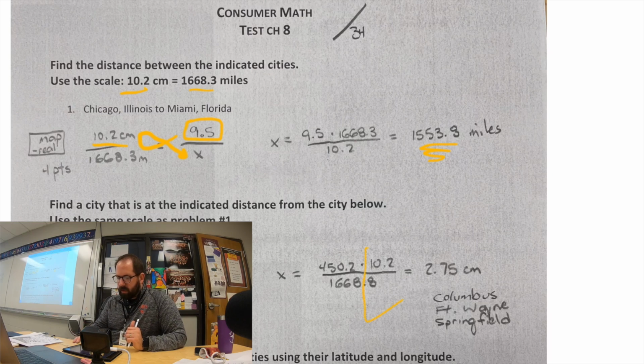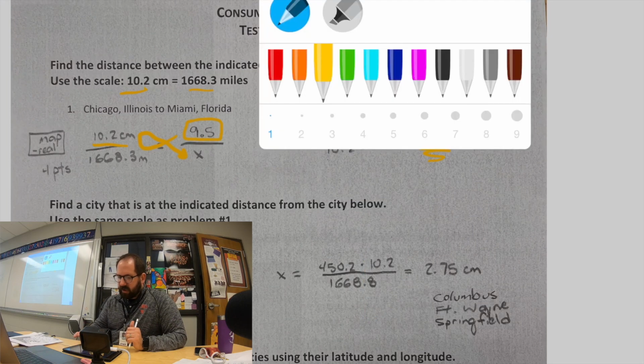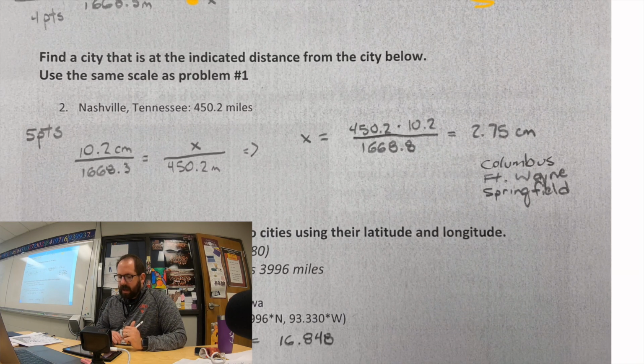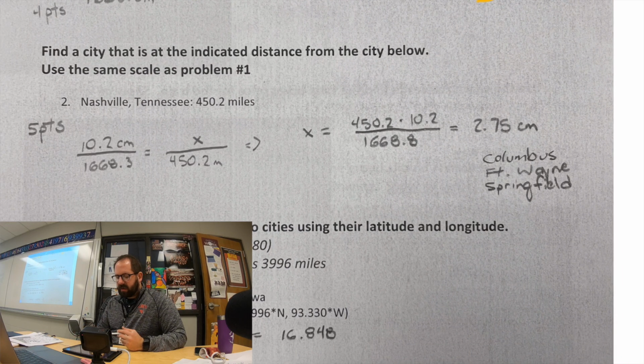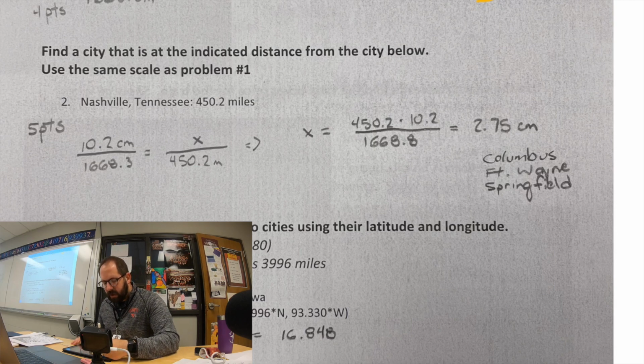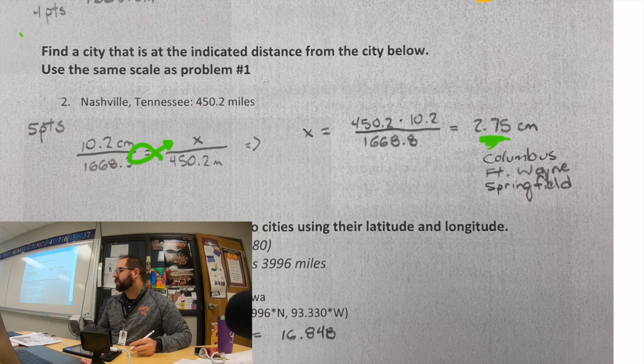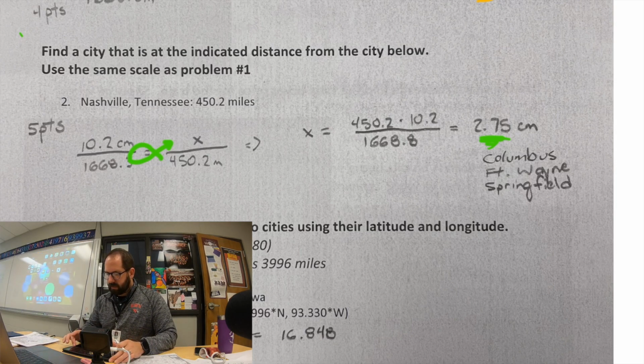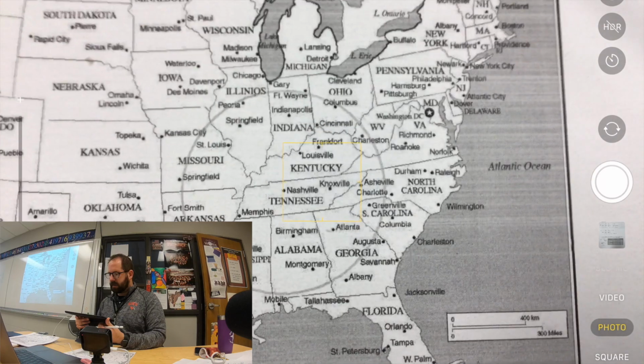All right, so next one here. All right, Nashville, 450.2 miles. So this is the thing you had to set up. You had to cross multiply and divide to figure out your X's. I had to go, on mine, 2.75 centimeters. So if you want to see what that looks like on my map, here, I'll show you. There it is. There you go.